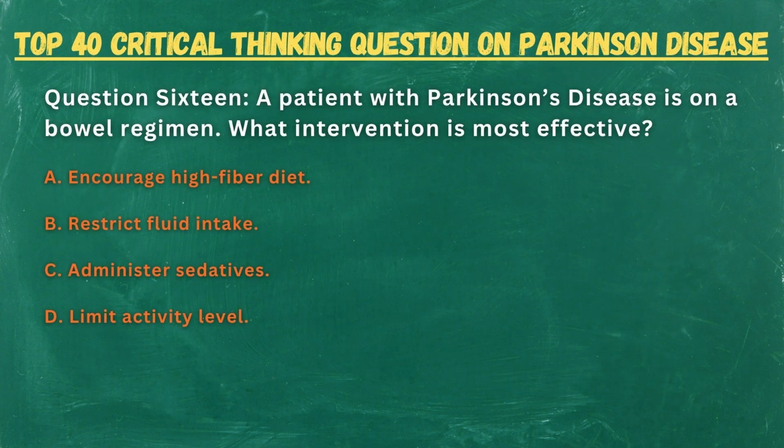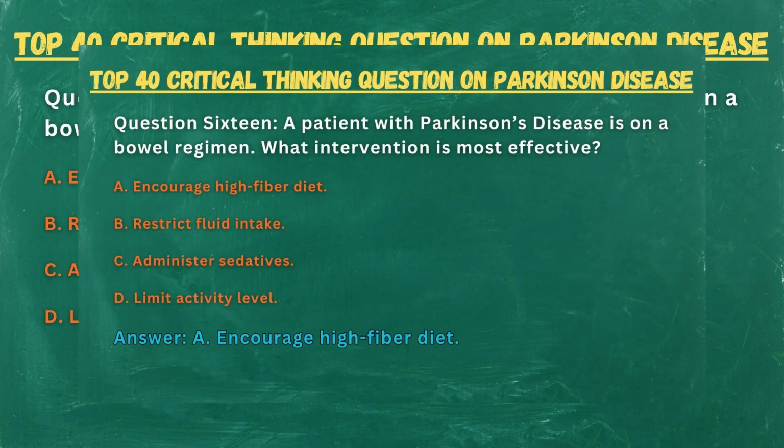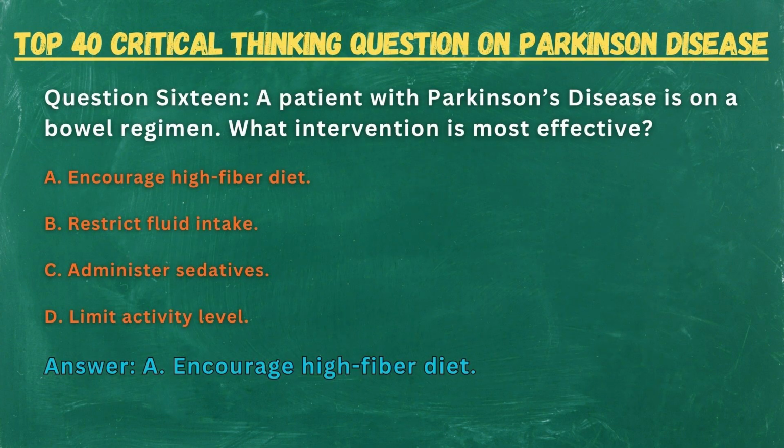Question 16. A patient with Parkinson's disease is on a bowel regimen. What intervention is most effective? A. Encourage high-fiber diet. B. Restrict fluid intake. C. Administer sedatives. D. Limit activity level. Answer: A. Encourage high-fiber diet.